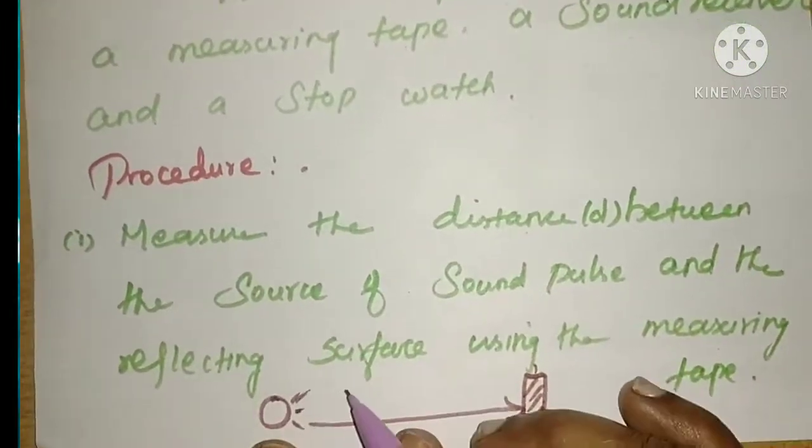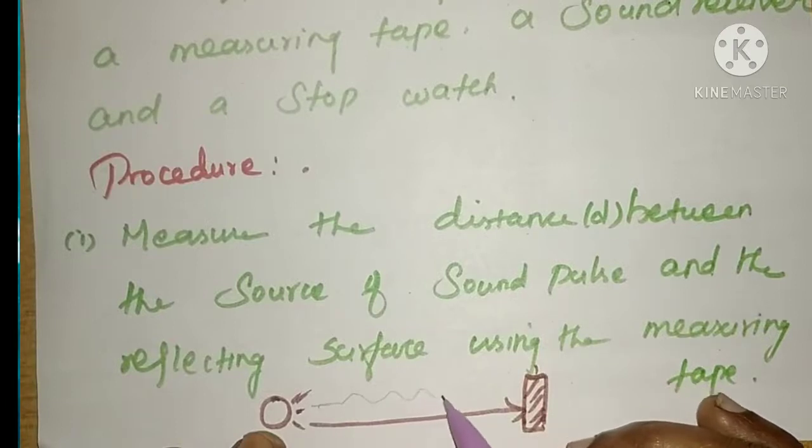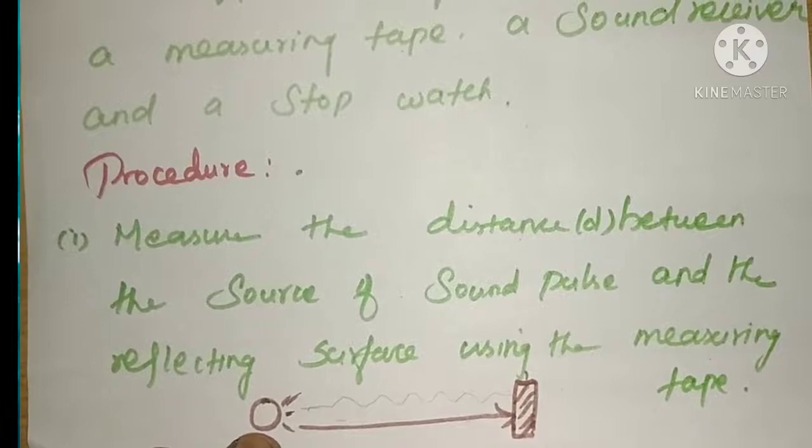Suppose here is the source of sound. The sound pulses are coming from the source of sound to the reflecting surface. That distance we can measure by using the measuring tape. We can measure the distance. That is the first step.